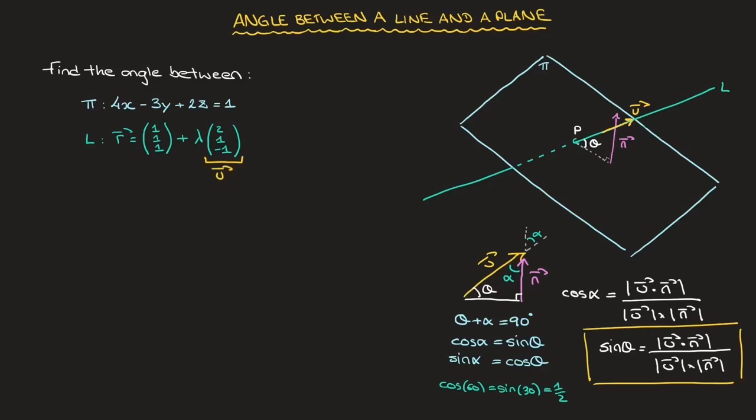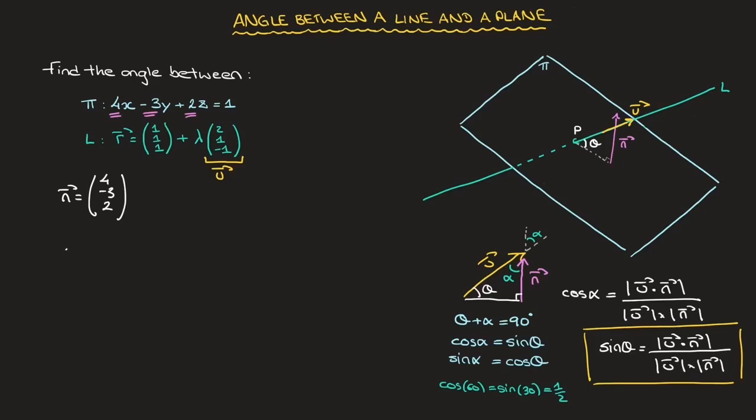So we know what u is. All we need to find now is a normal to the plane. And we'll go ahead and call that normal n. And the easiest way to define a normal to the plane is to use the coefficients of the plane's equation. Here's what I mean. The coefficients here are 4, negative 3, and 2. And that tells us that a normal to the plane is 4, negative 3, 2. And we're done. We now have both the direction vector of the line as well as a normal to the plane. So we're ready to use the formula that we have here.